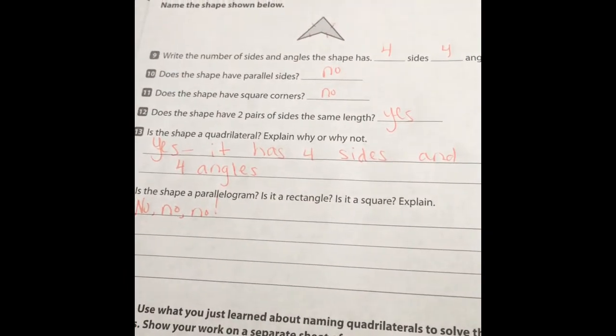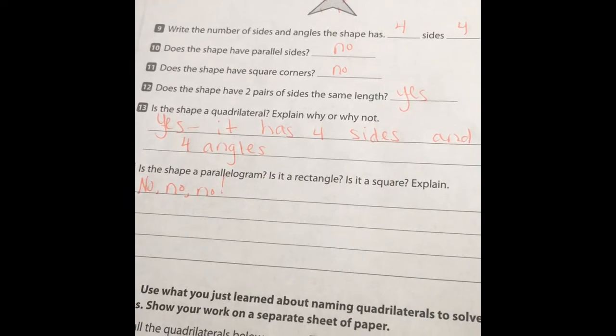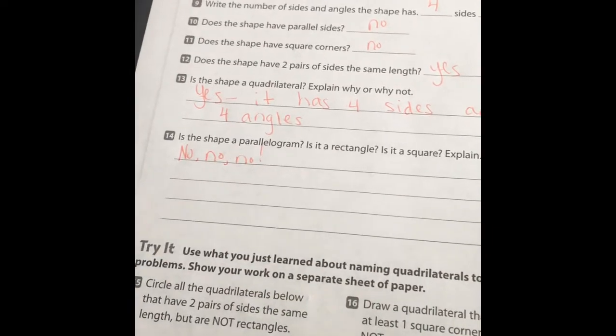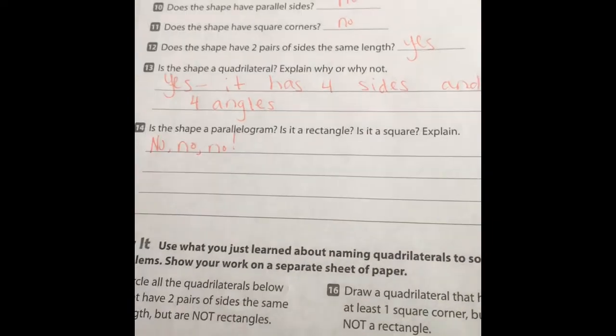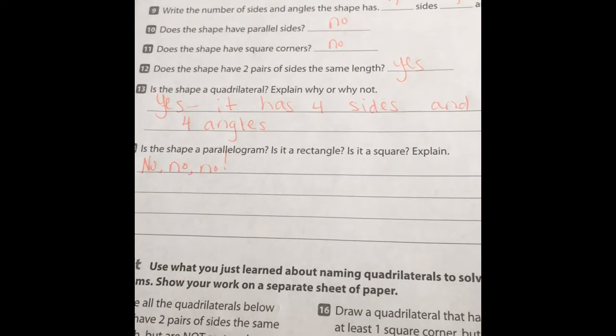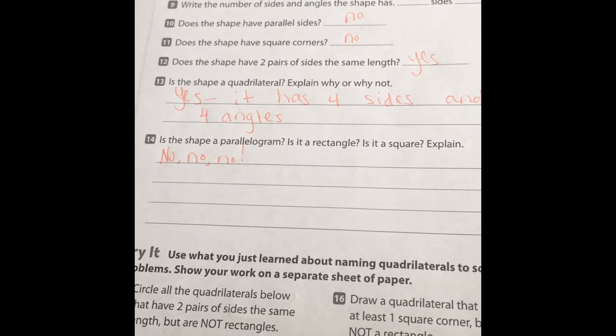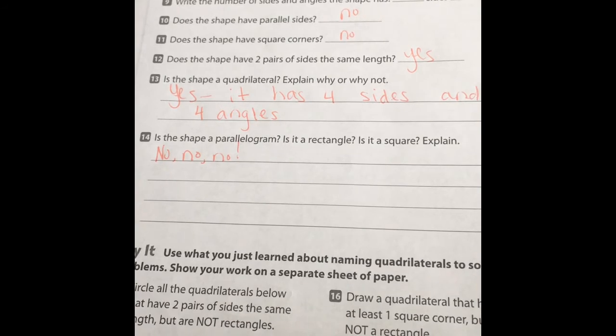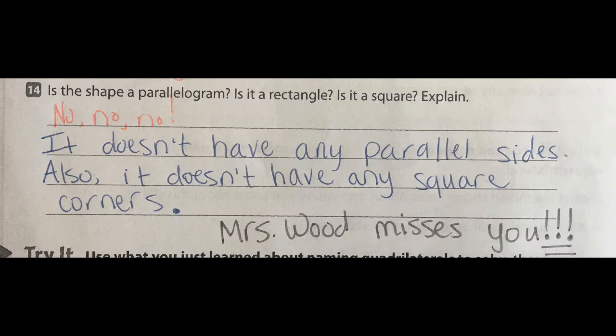All right, then they want us to explain it. Okay, so let's talk about the reason it is not a parallelogram. It is not a parallelogram because it does not have any parallel sides. So it doesn't have any pairs of parallel sides. Is it a rectangle? No, it does not have any square corners, so it cannot be a rectangle or a square. Now, let me write that. All right, guys, I want you to pause it right there if you need to write in your explanation. Pause it so you can copy it.